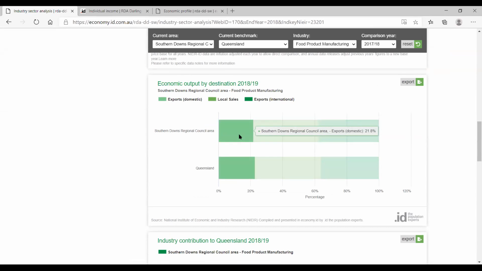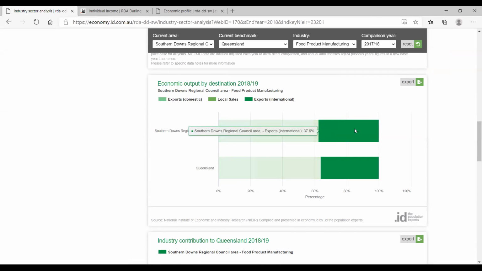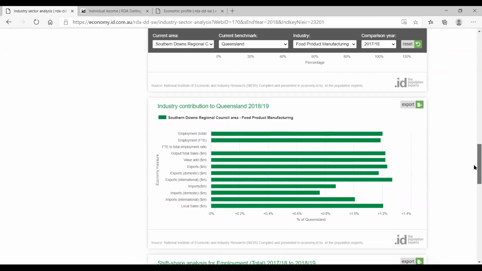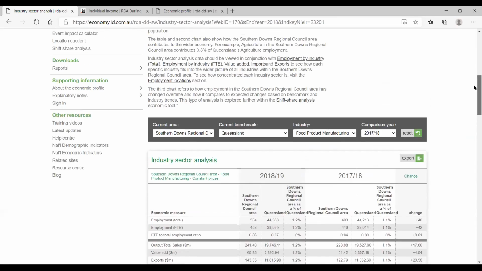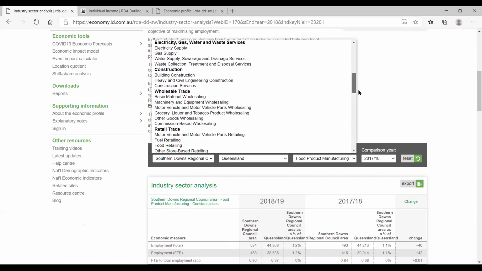We can see here our economic output per destination. We've got our domestic exports from the Southern Downs area, our local sales in food product manufacturing, and then our international exports. So it gives me an idea straight away of the exposure that you might have. Then we've got this industry contribution to Queensland, in terms of employment, full-time employment, output, all the way down to local sales. So that's for food product manufacturing, and you can do that for any of these sectors that you want to look at over time.